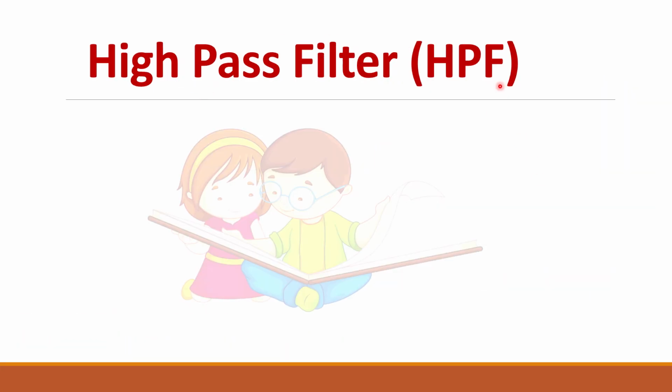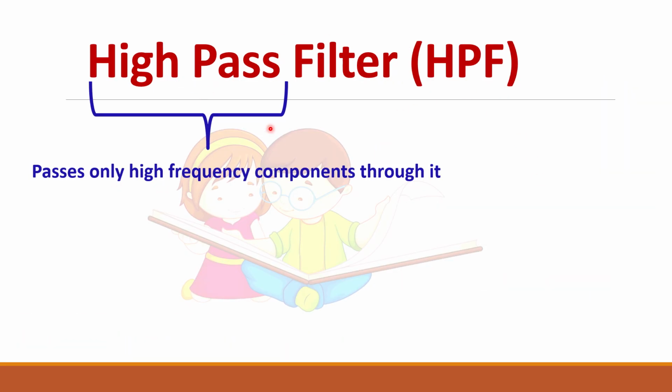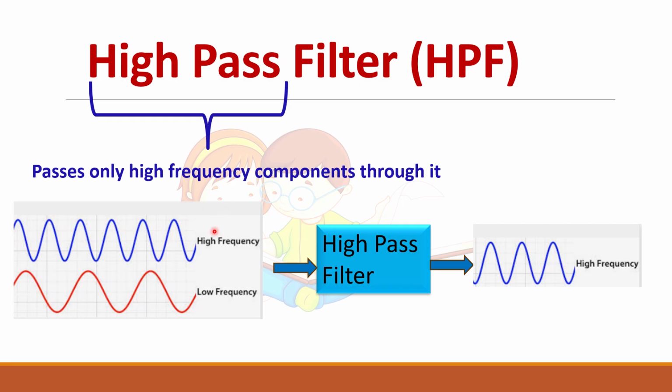What is a high pass filter? A filter which passes only high frequency components through it is called a high pass filter. So if I have a high frequency and a low frequency input signal, this high pass filter will pass only the high frequency signal through it. It will block the low frequency signals.